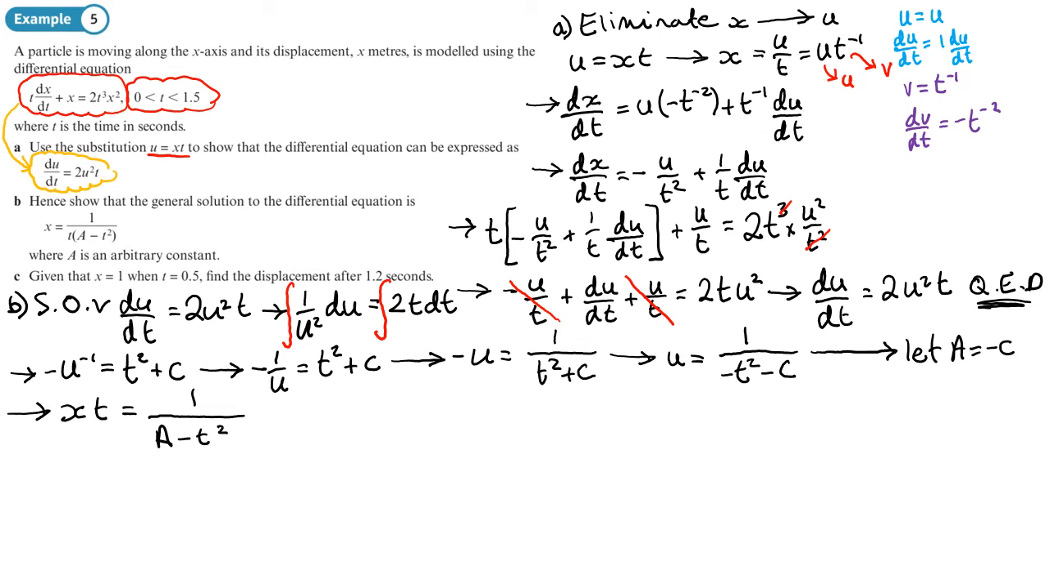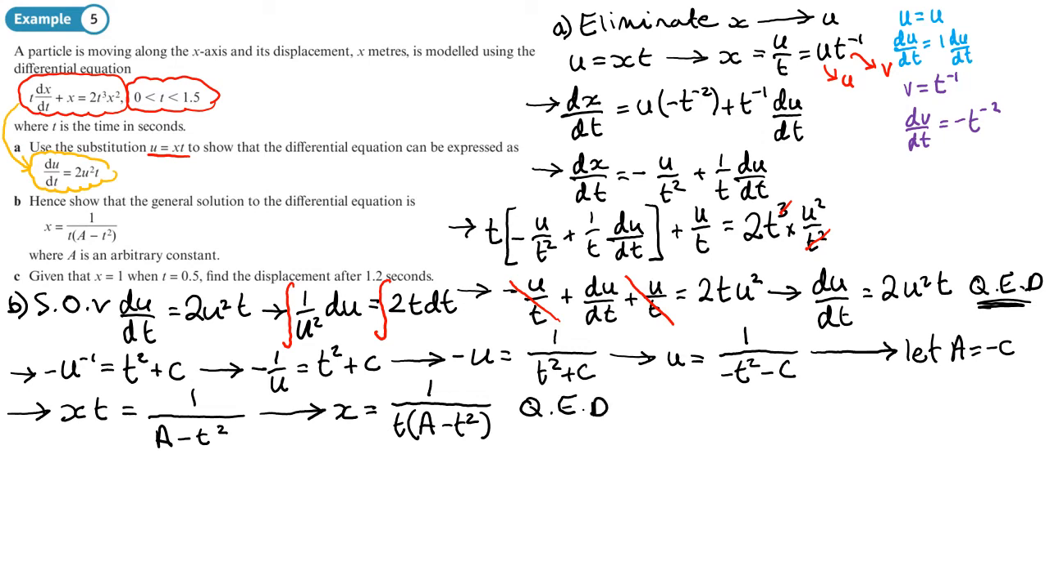Now if I swap these around, instead of writing negative t squared plus a, I'll write a minus t squared. Then the last thing I need to do is just divide both sides by t, and I'll get 1 over t times a minus t squared. So we've got the result that they wanted, as required.